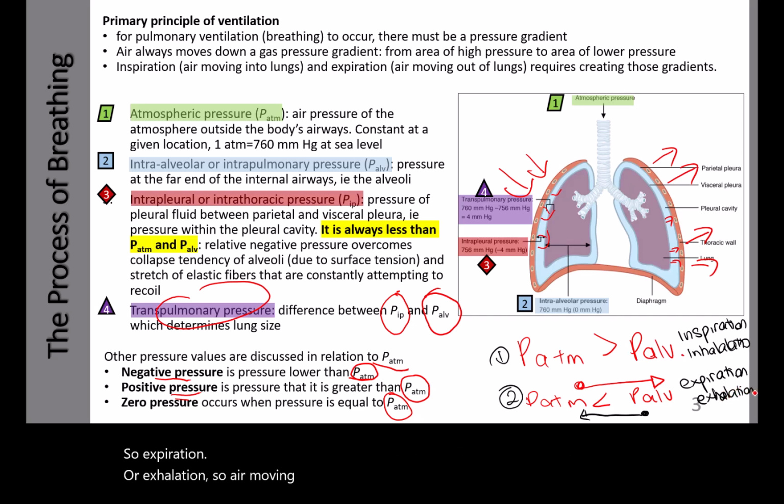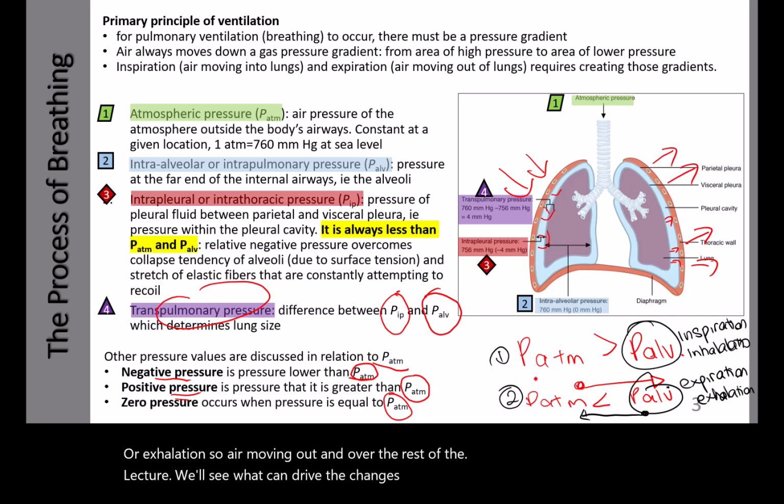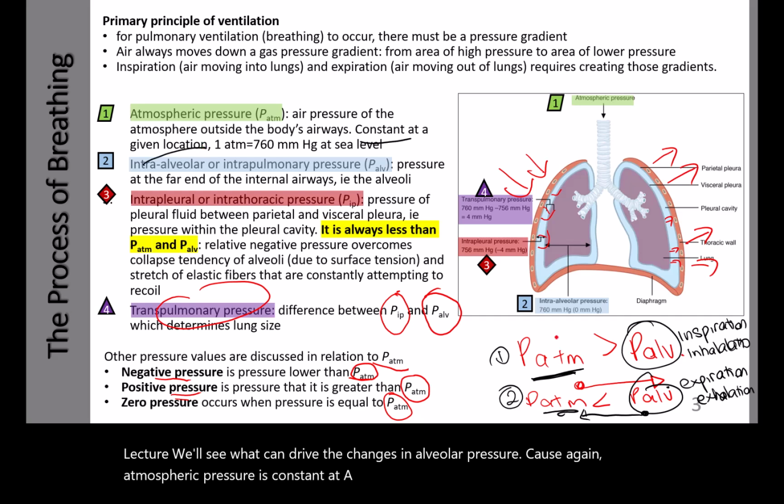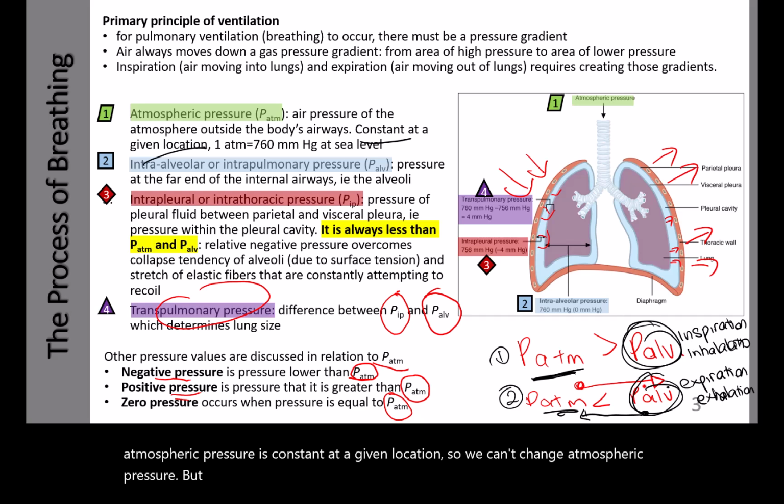And over the rest of the lecture, we'll see what can drive the changes in alveolar pressure. Because again, atmospheric pressure is constant at a given location. So we can't change atmospheric pressure, but we can change alveolar pressure so that it becomes either higher or lower than atmospheric pressure to drive air movement.